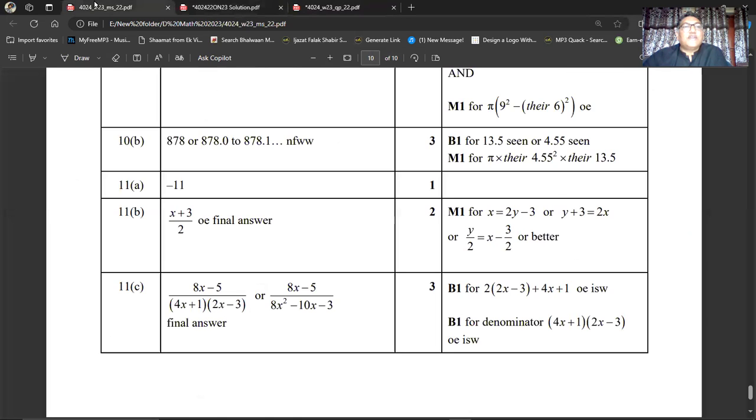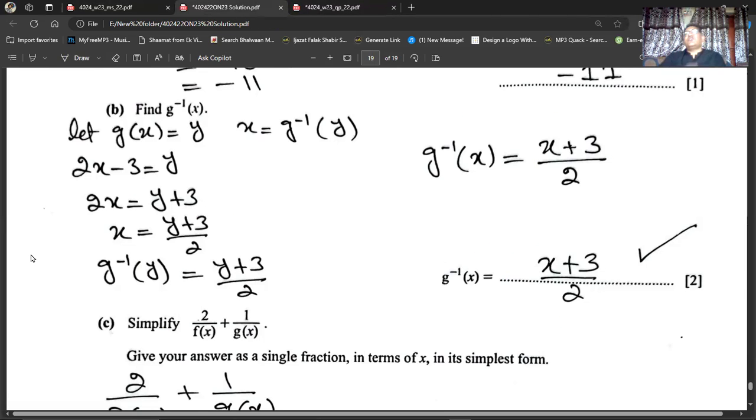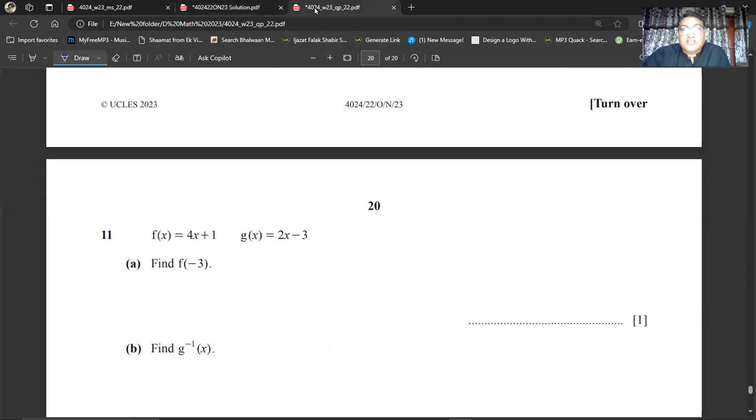X plus 3, the whole thing divided by 2, is the right answer. This is the solution. Look at this carefully. If you need more time, just pause the video, take your time. This is how you find the inverse of the g function.